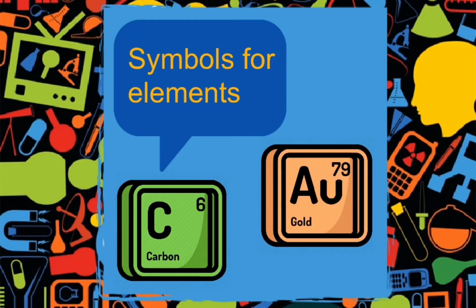Symbols for elements. Scientists use symbols to stand for each element. Often a symbol is the first letter of the element's name, just like the C for carbon. Some elements take their symbols from their Latin names. A clear example of this is gold's symbol. We have Au, which in Latin means aurum. The first letter in a chemical symbol is always capitalized.